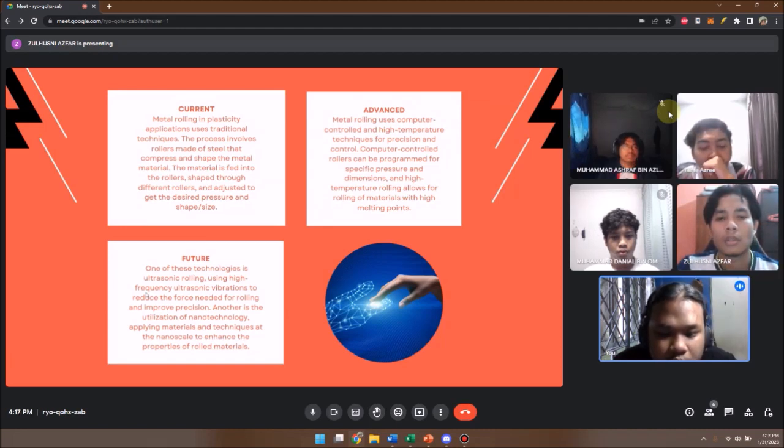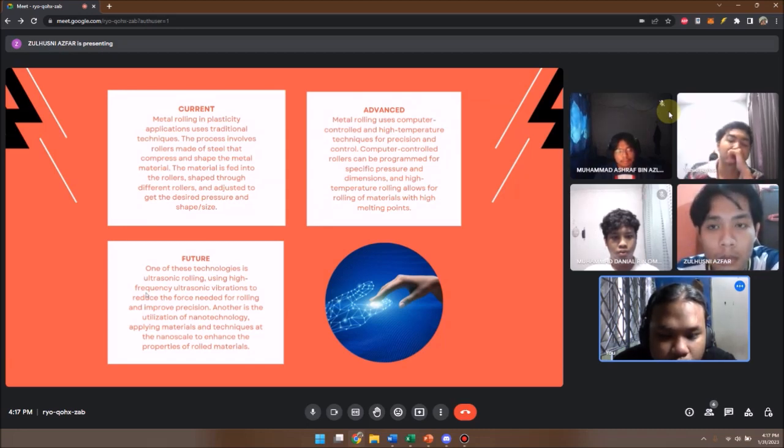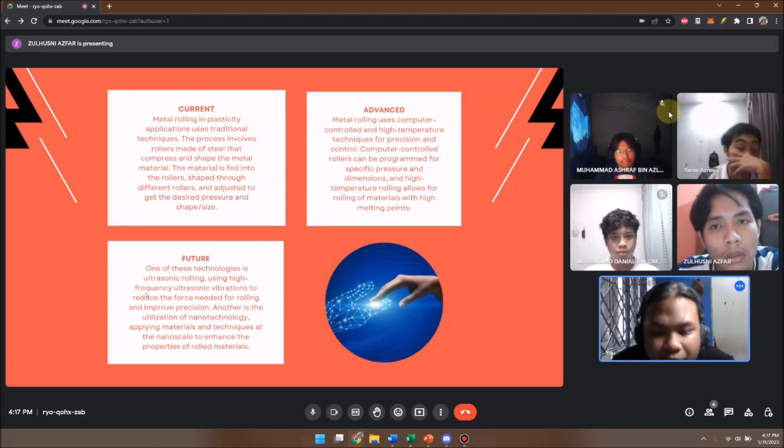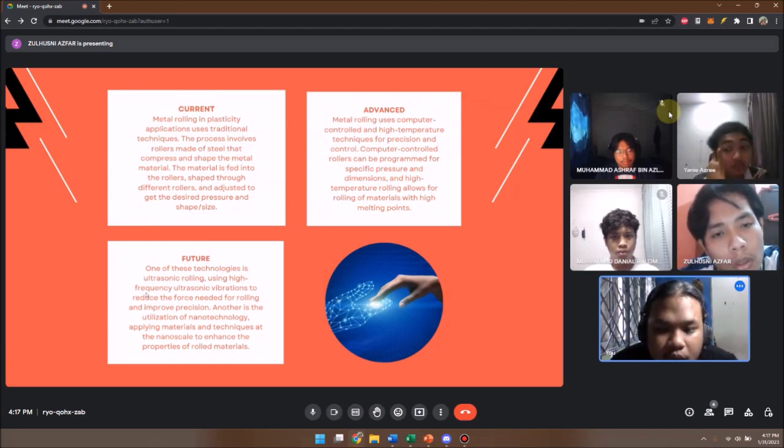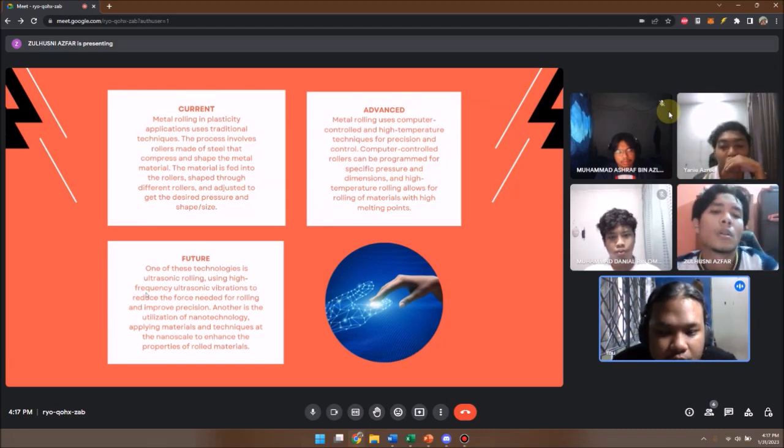Another advanced technology currently in use in metal rolling is high temperature rolling. This technique involves the use of rolls that are heated to high temperature, which allows the rolling of material that would otherwise be too difficult to roll at lower temperature. High temperature rolling is particularly useful in the production of materials with higher melting points, such as titanium and nickel alloys.